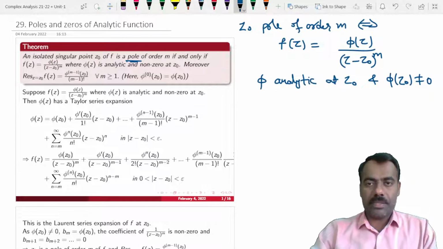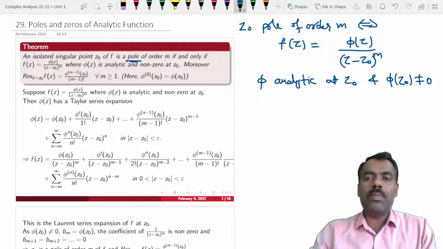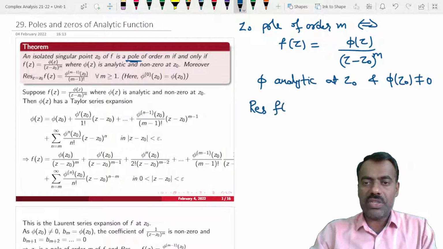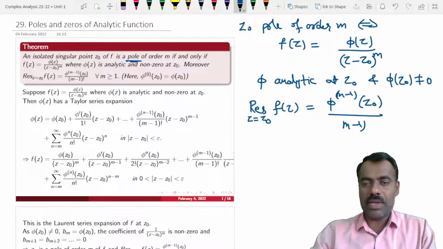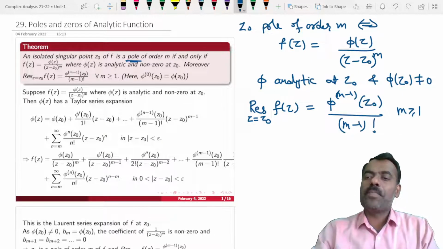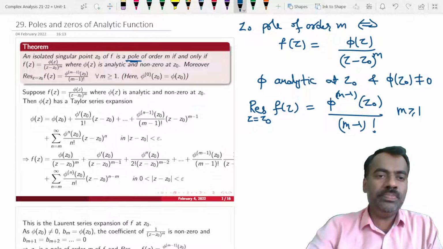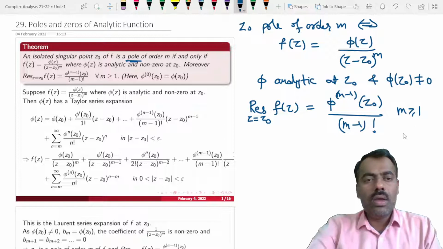And in this case, that means when z naught is a pole of order m, then we can calculate the residue of f of z at z equal to z naught. This is simply, in terms of phi, the (m minus 1)th derivative of phi evaluated at z naught, divided by (m minus 1) factorial. This is true for m greater than or equal to 1. That means even for m equal to 1, it is simply phi of z naught. Fine. What is the proof?